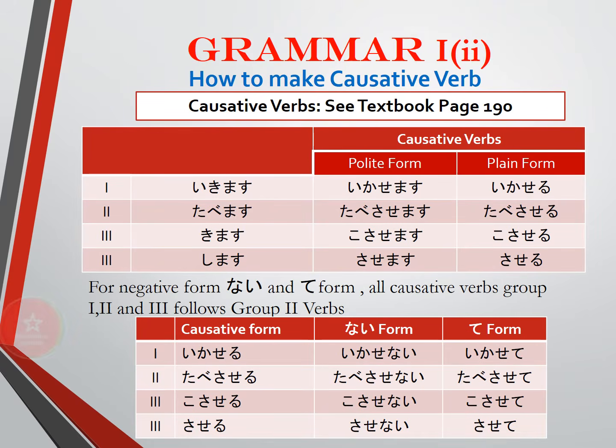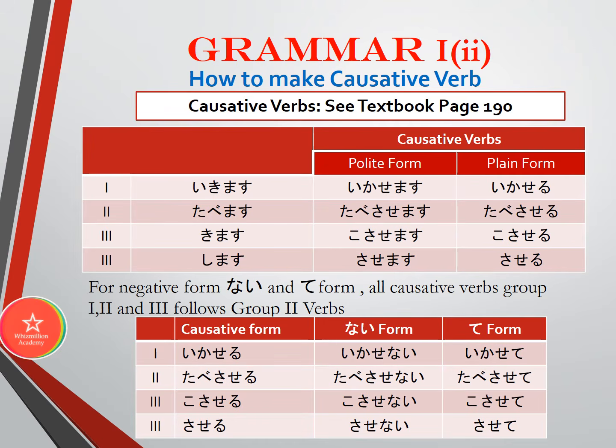Alright, so how do we make causative verbs? Let's look at group 1, group 2, and group 3 verbs. For the group 1 verb ikimasu, when we change it to causative verb form, the polite form is ikasemasu. The plain form is simply ikaseru. Tabemasu, group 2, becomes tabesasemasu. The plain form is tabesaseru. Kimasu, group 3, becomes kosasemasu. The plain form is kosaseru. Shimasu, the polite form is sasemasu, and the plain form is saseru.